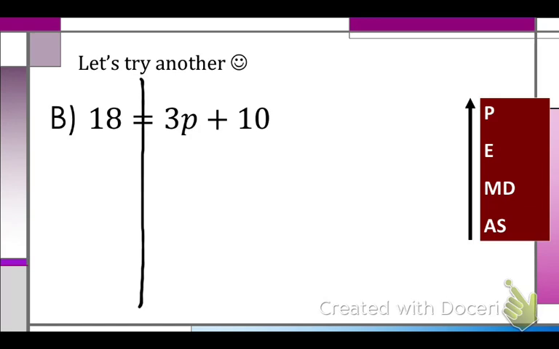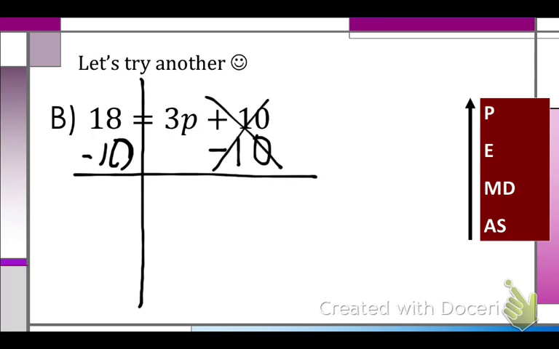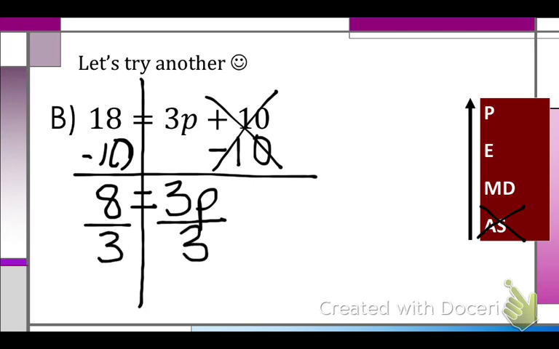Inverse operation of addition would be subtraction, so I'm going to subtract 10 on both sides. So then my 10s cancel out, 18 minus 10 should leave me with 8 equals 3p. So I'm done with addition and subtraction. Then I see I still have multiplication left over. So the last thing I want to do is divide, my inverse operation of multiplication. Divide both sides by 3. My 3's cancel out on one side, so I'm left with p. On the other side, I have 8 divided by 3.